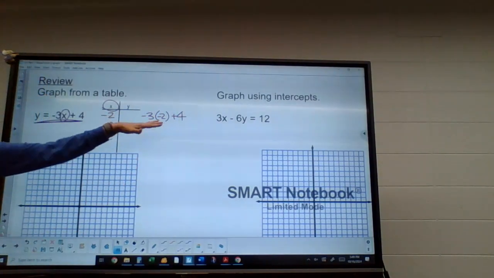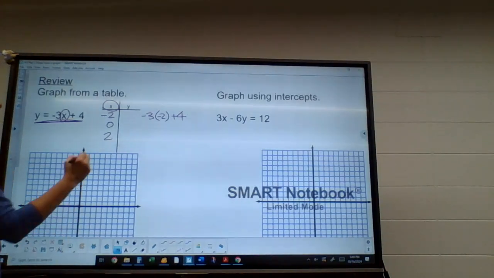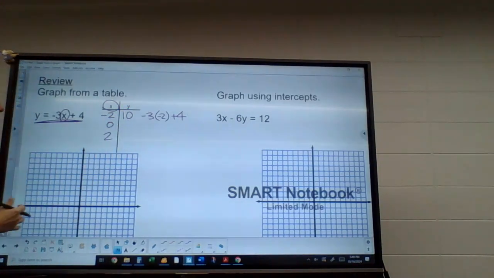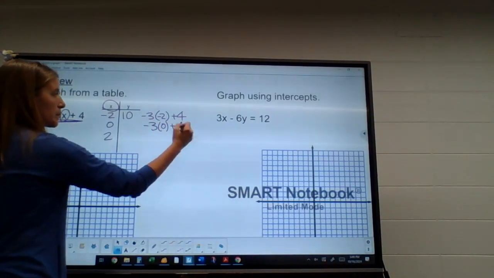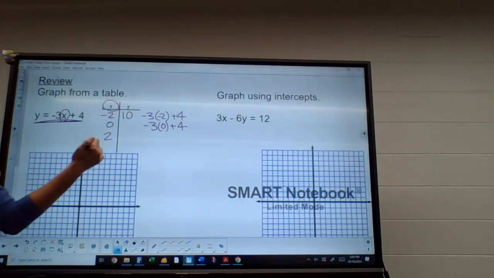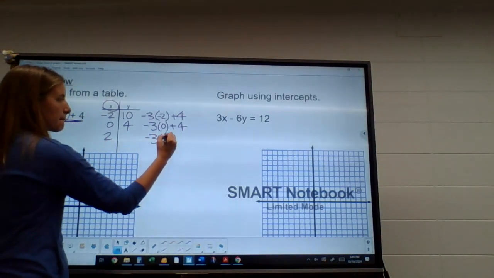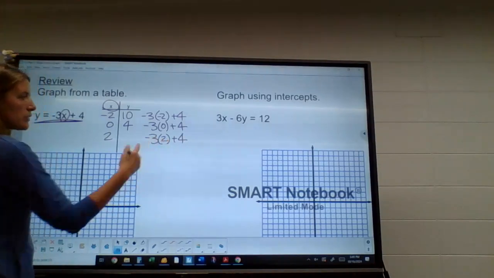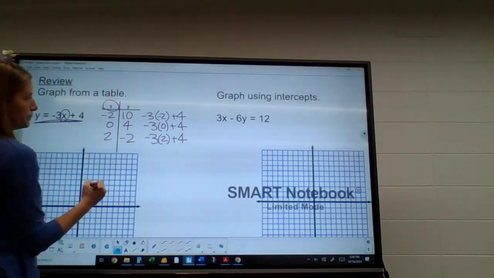And again, you can just put that straight into your calculator. Negative 3 times the negative 2 is a positive 6. Plus 4 would give me 10. And then I'm going to do the same thing again. I multiply there, that gets 0 plus 4. I'm going to get 4. Don't forget about that 4 on the end. So negative 3 times 2 is a negative 6, plus 4 would be a negative 2.